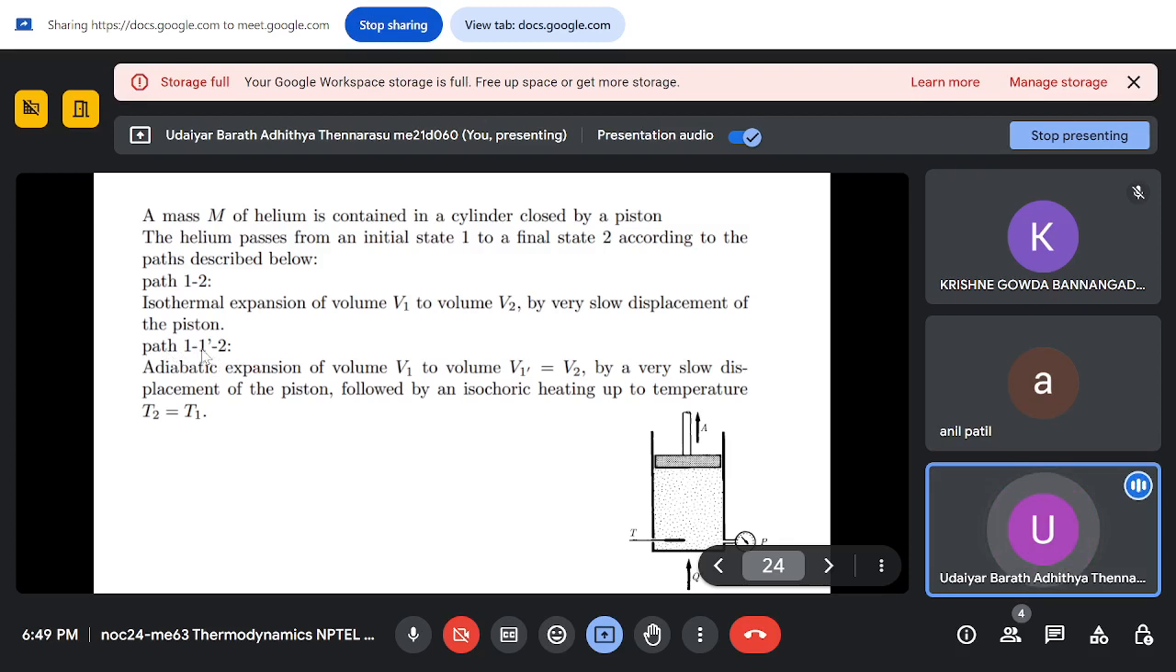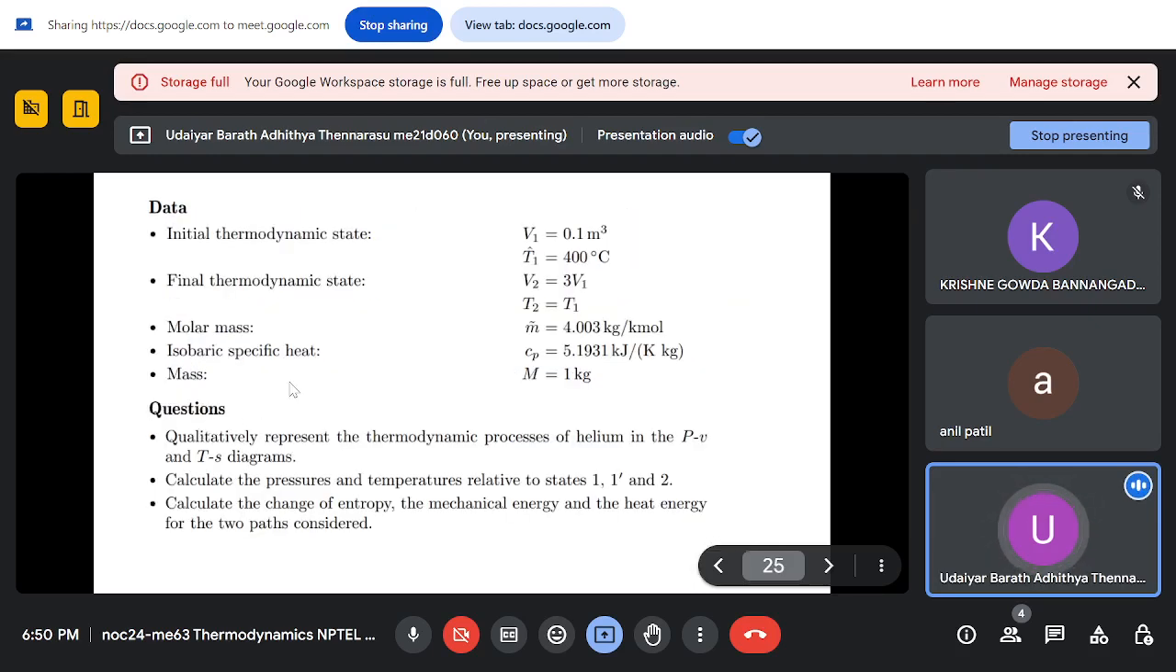Then path 1-1 dash-2, which is an adiabatic expansion from volume V1 to volume V1 dash, which is equal to V2. So the second is an adiabatic expansion from volume V1 to the same volume V2 by very slow displacement of the piston, followed by an isochoric heating up to temperature T2 equals T1. So those are the two processes, and this is the data which is given: V1, T1 and V2, T2, and then molar mass, specific heat and mass.